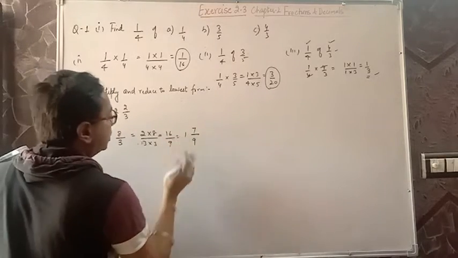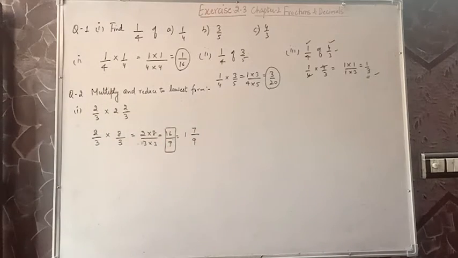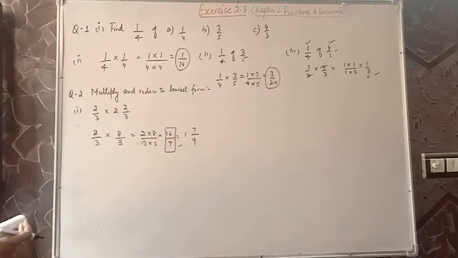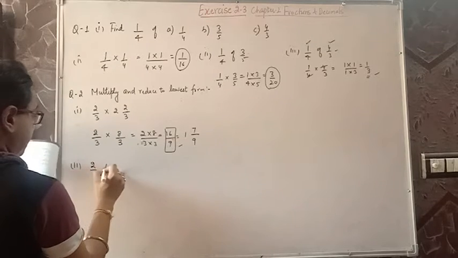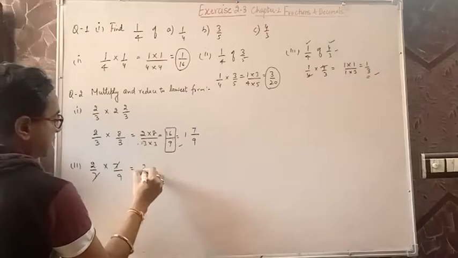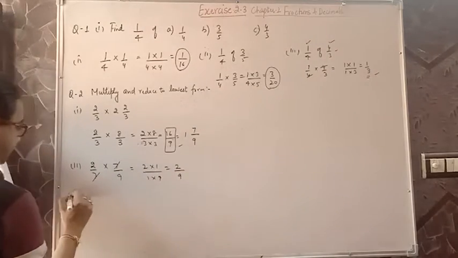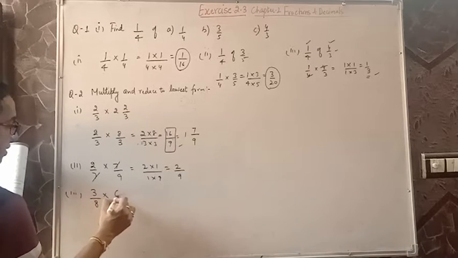If you want to convert, or you can leave it as it is, that's not a problem. If you don't want to convert into mixed fraction, you can leave it as it is. Lowest form, but it is in lowest form. Next, second part. 2 by 7 into 7 by 9. Clearly we can cancel this. So answer is 2 into 1, 1 into 9, 2 by 9. Lowest form.